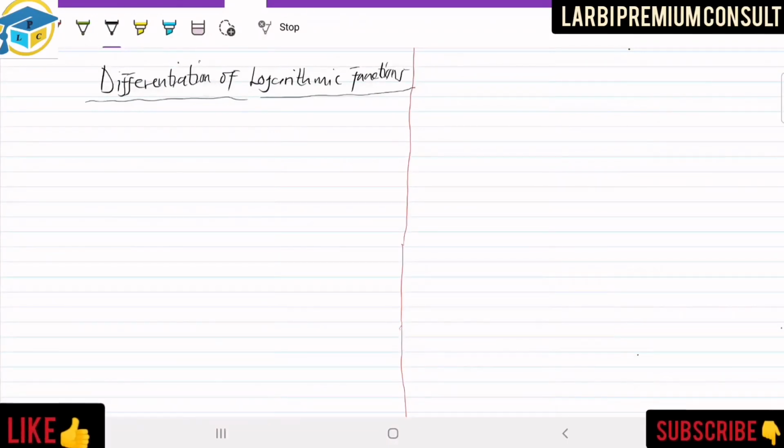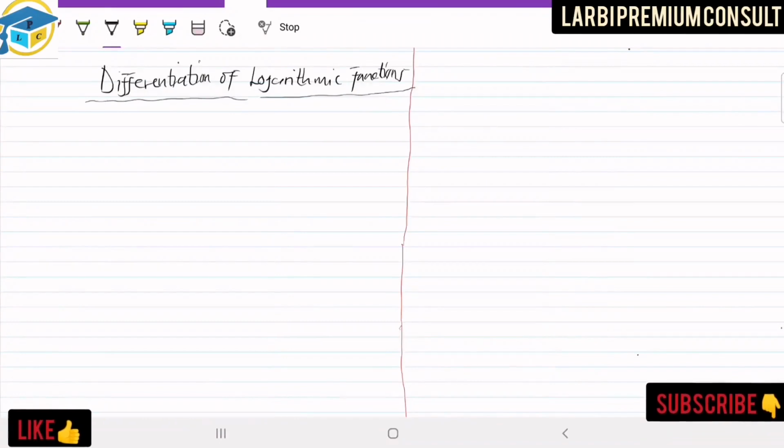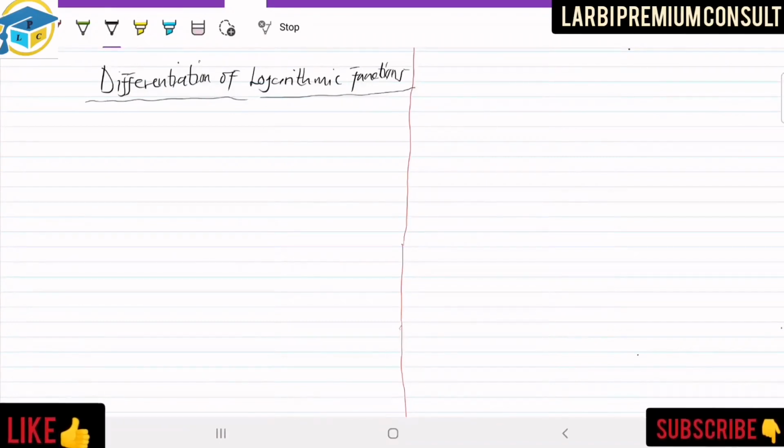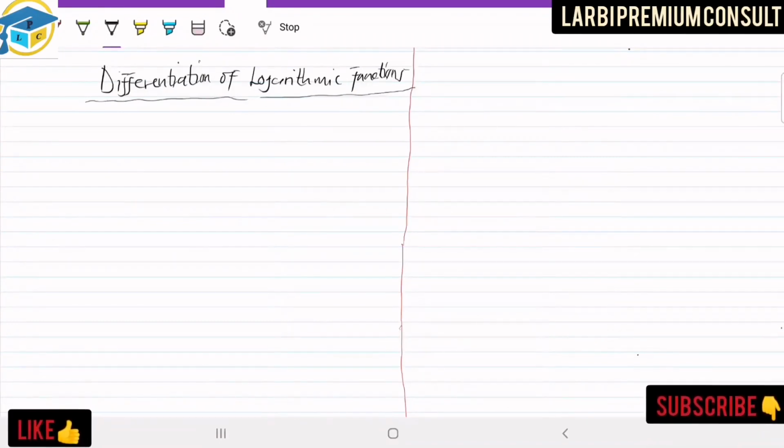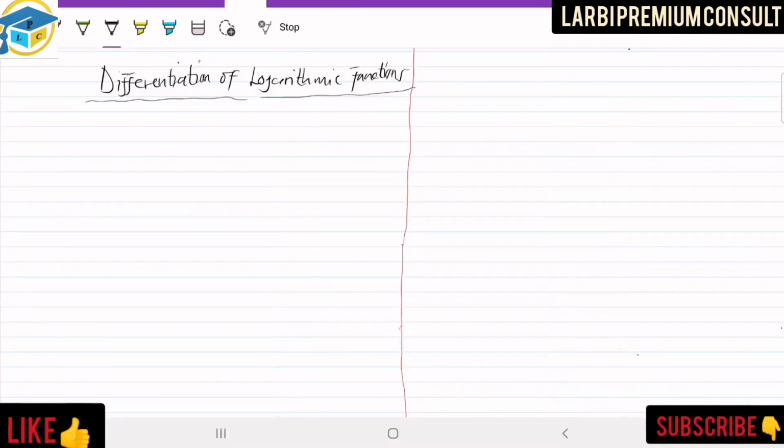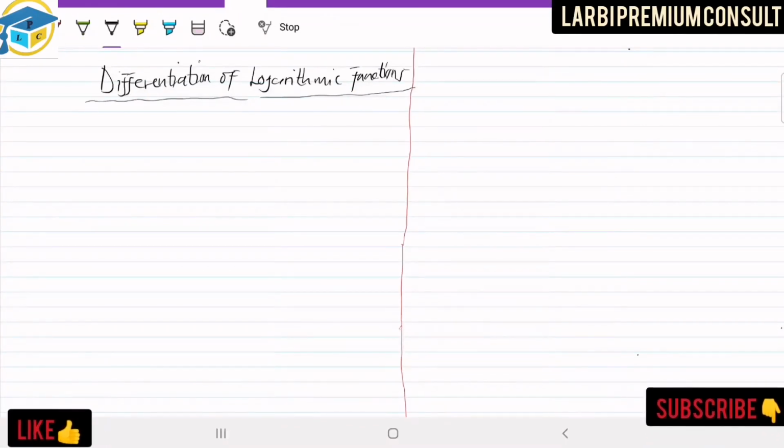So let's move straight away to our rules. This is one of the rules: differentiation of a logarithm function. Let's see how we differentiate a logarithm function so that we can continue with others.